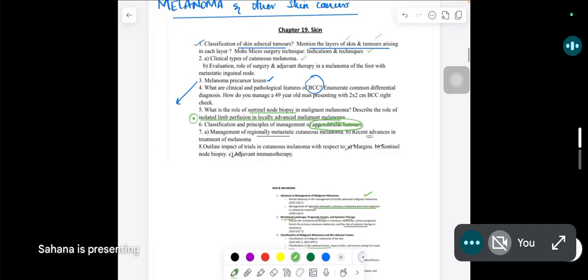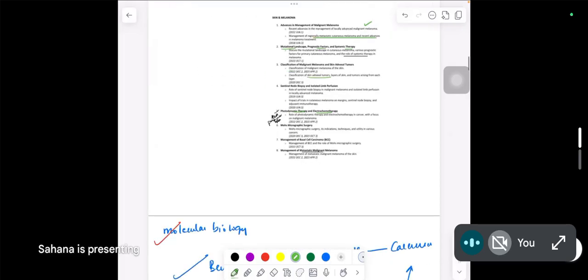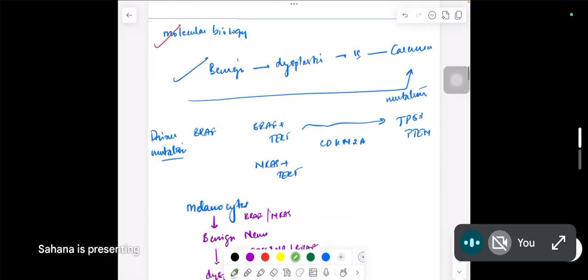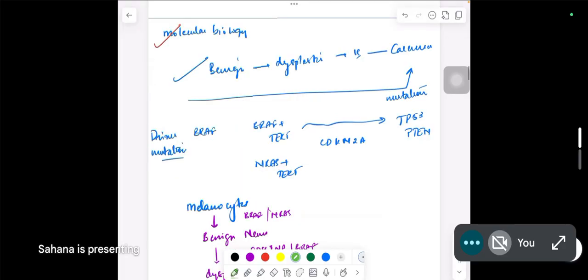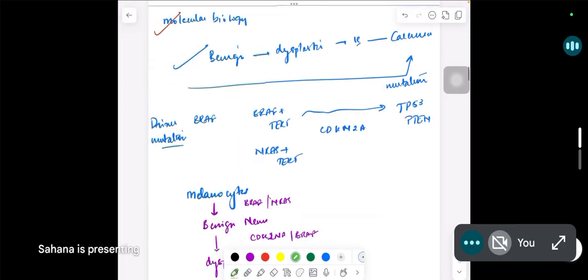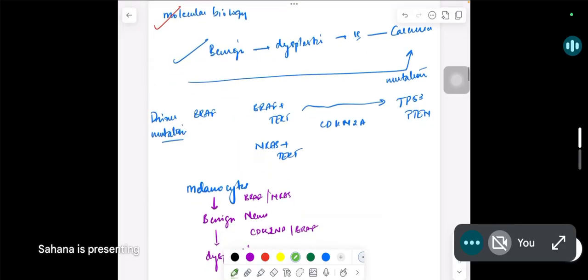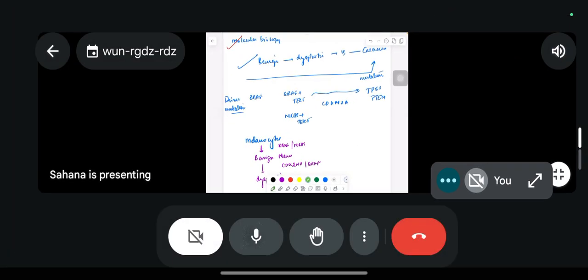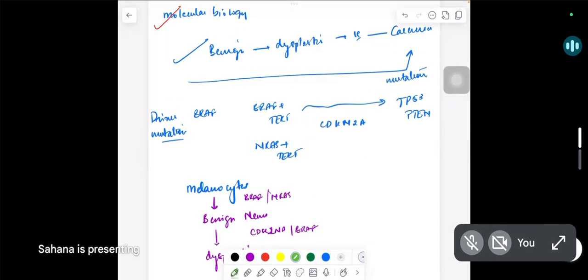So we have to give evidence for margins, SLNB, and adjuvant immunotherapy. And recently the molecular classification of melanoma also came. Yeah, Avneet had sent that. I have just written one page as to which are the driver mutations that you'll have to write. Again, you can divide the whole into chronic skin damage, low, high, and non-related to skin UV damage.